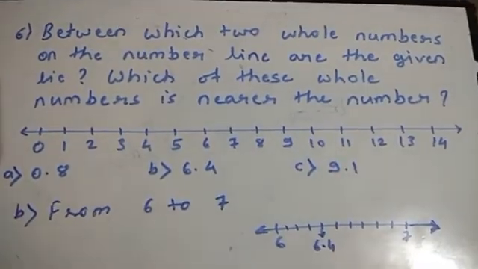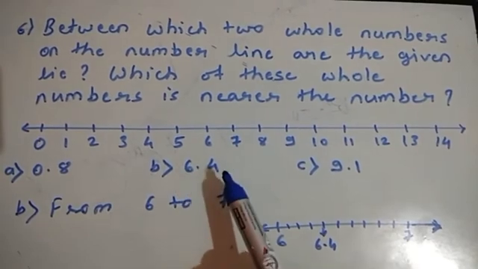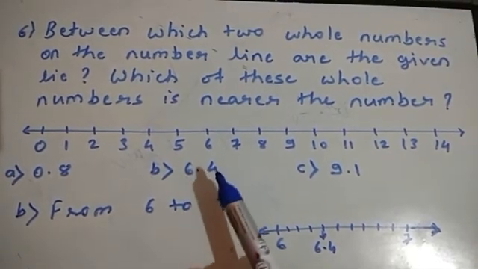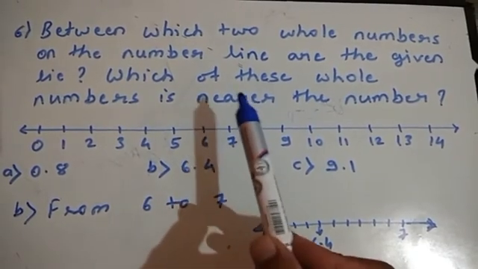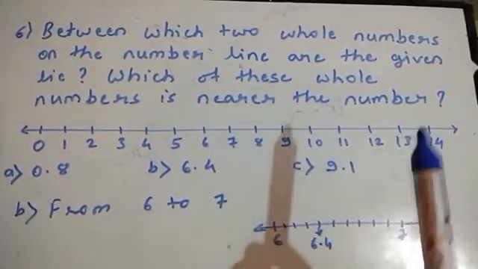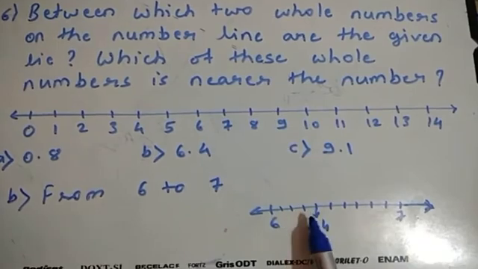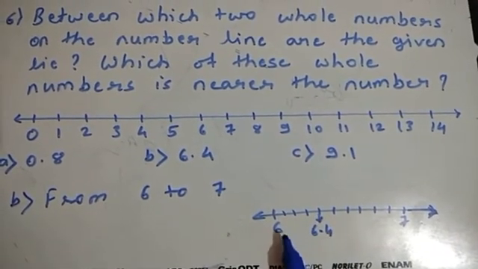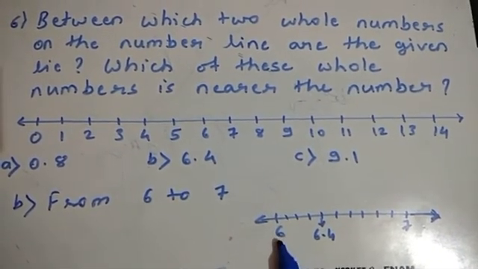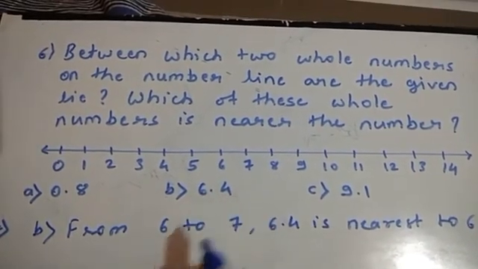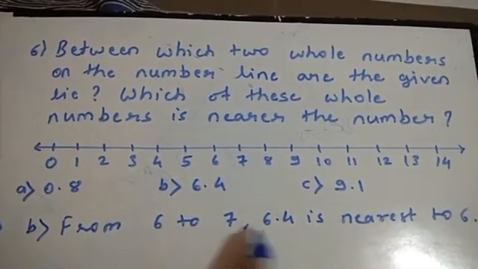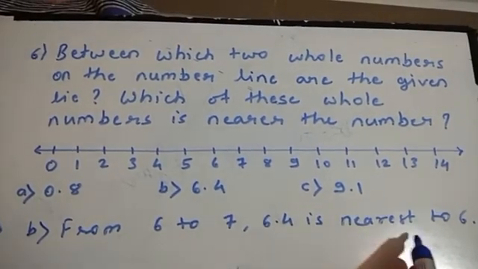Now next example is 6.4, and we know that 6.4 lies between 6 and 7. But next question is, which of these whole numbers is nearer the number? Now nearer to 6.4, which number do we have? 6 or 7? 6. So 6 will be the answer. Therefore 6.4 lies between 6 and 7, and 6.4 is nearest to 6.